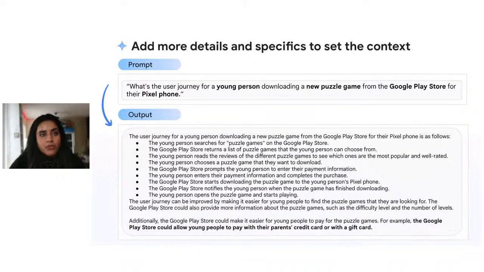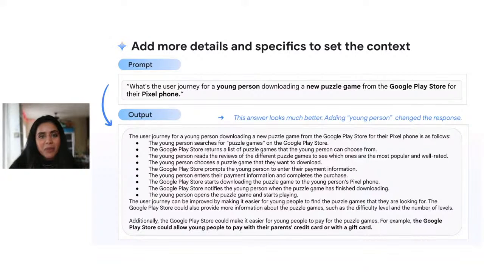Let's take the output. So the output looks better than the previous output because here it gives me the user journey instead of giving me the generic steps, like app discovery. Here it's telling me what this particular user might want to do. This is a good answer. And you can see just by adding "young person" to the prompt made the response so much better.